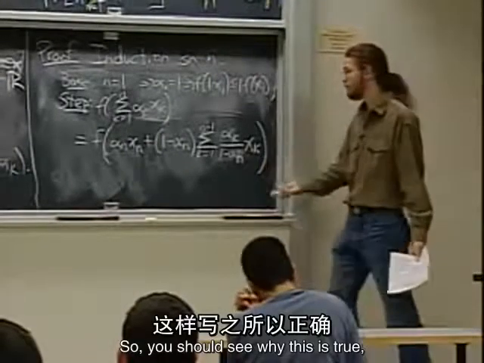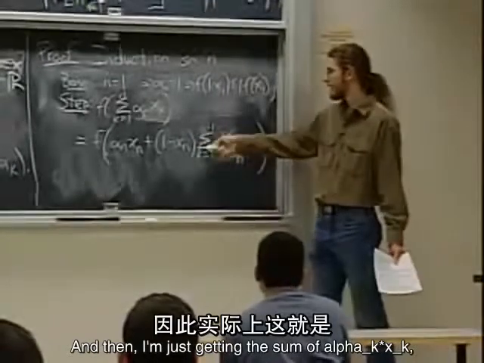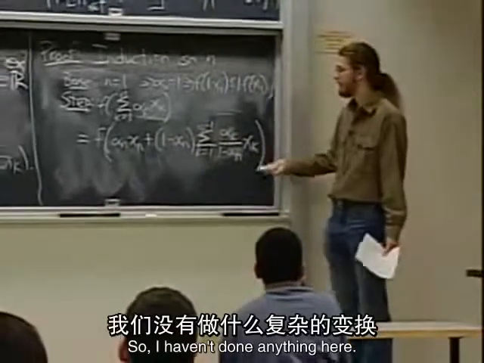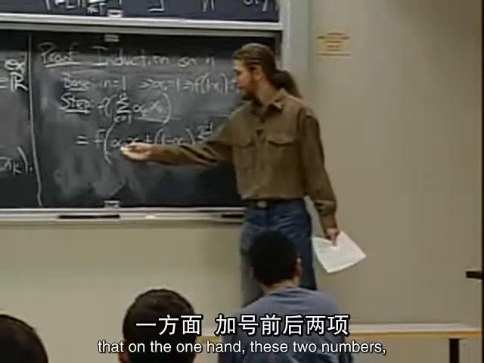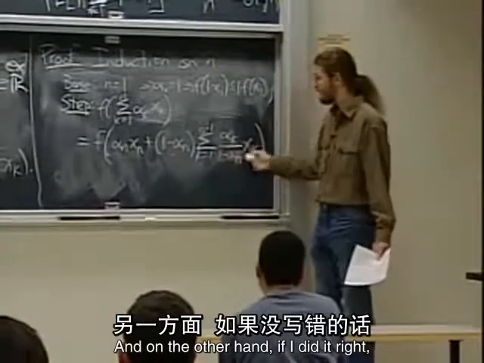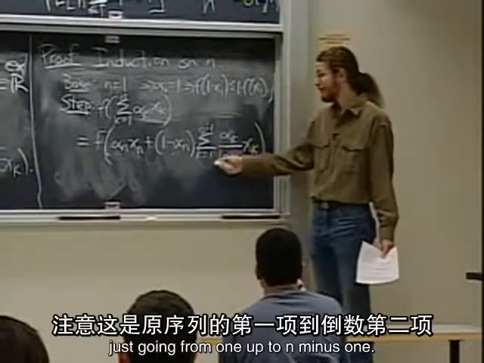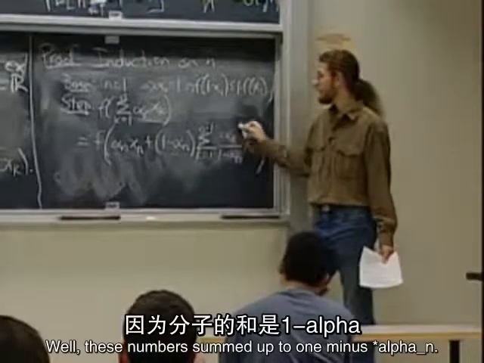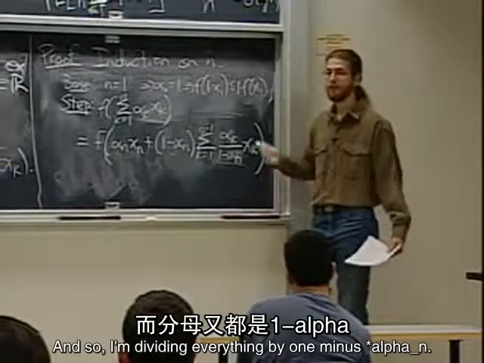You should see why this is true, because the 1 minus alpha n's cancel, and then I'm just getting the sum of alpha k x k, k equals 1 to n minus 1, plus the alpha n x n term. So I haven't done anything here. These are equal. But now I have this nifty feature that on the one hand, these two numbers, alpha n and 1 minus alpha n, sum to 1. And on the other hand, if I did it right, these numbers, just going from 1 up to n minus 1, should sum up to 1. Why? Well, these numbers summed up to 1 minus alpha n, and I'm dividing everything by 1 minus alpha n, so they will sum to 1.